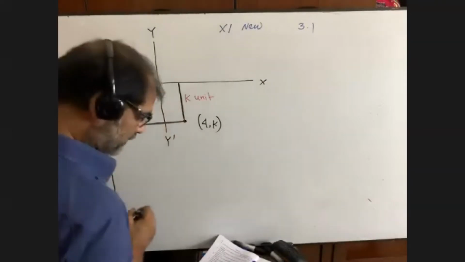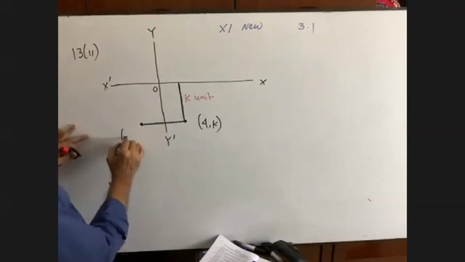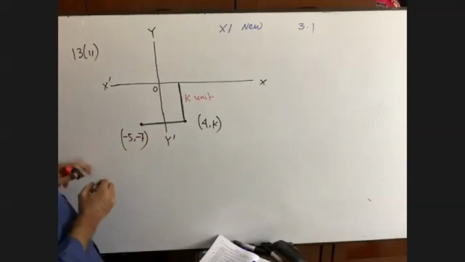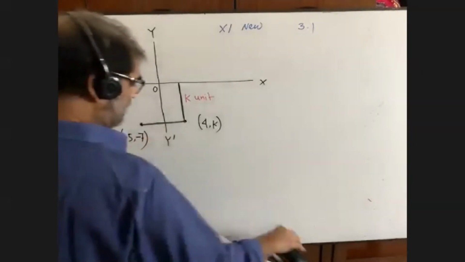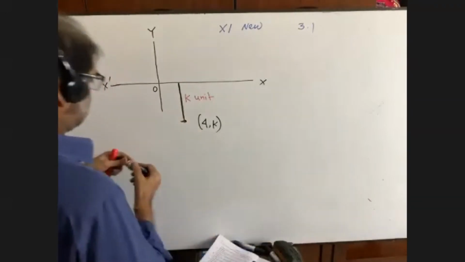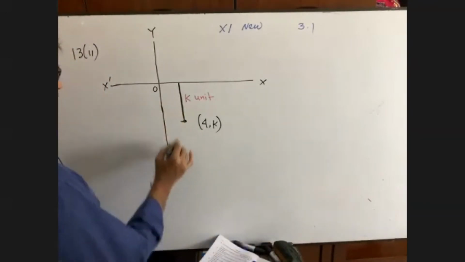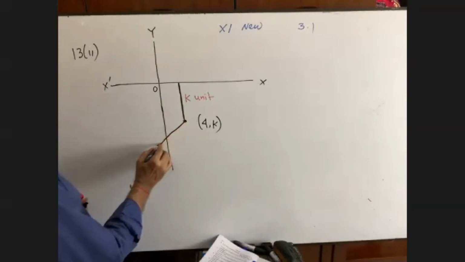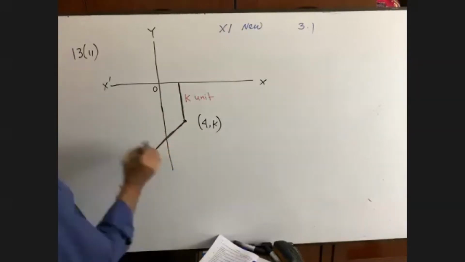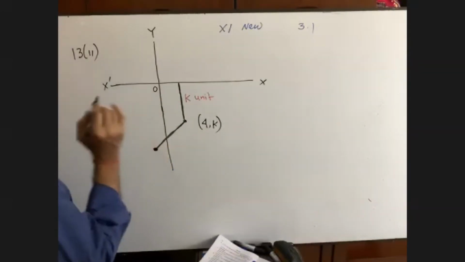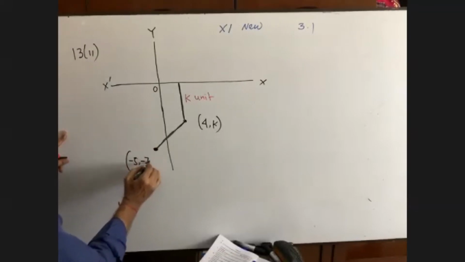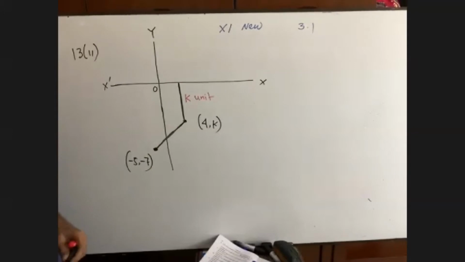That is (-5, -7). It can be given like this, or it can be written in this way. Suppose this point may be like this: (-5, -7). Now, can you please find the value of k?